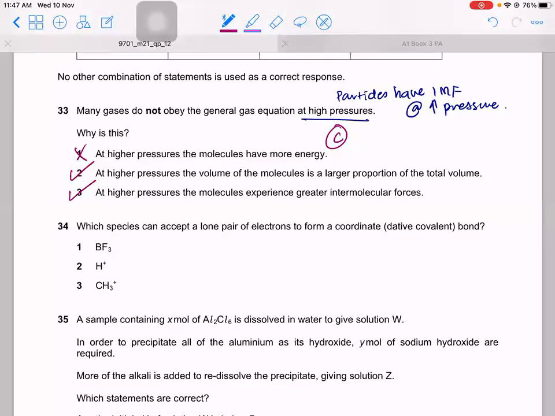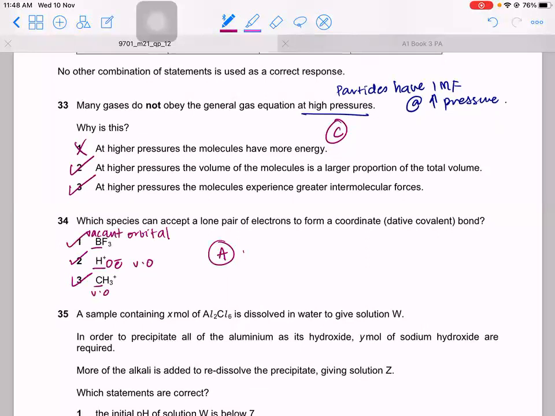Which species can accept a lone pair of electrons to form a coordinate bond? Can BF3 form coordinate bonding? Yes, because boron has a vacant orbital. Yes. H plus, can it accept it? Yes, because H plus also has 0 electrons or a vacant orbital. CH3 plus, yes, carbon has a vacant orbital. Yes, all three can. Answer is A.